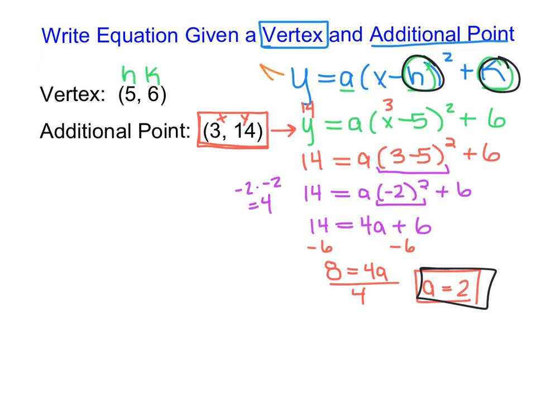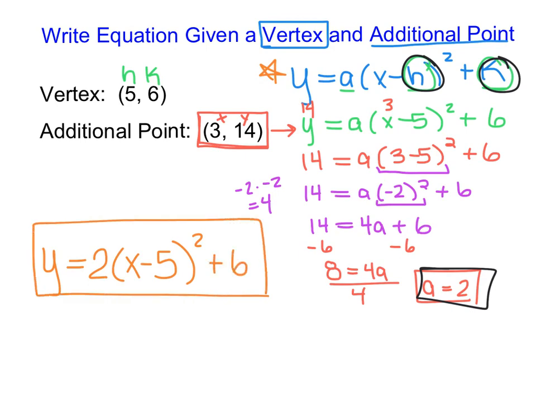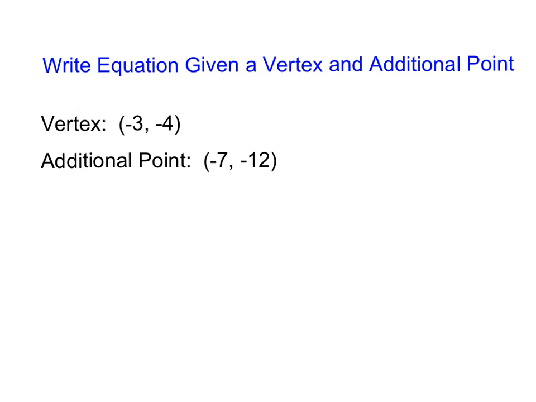So here I'm going to go back to vertex form and I'm going to write y equals, my a value is 2, parentheses x minus my h value of 5 squared plus k on the outside is 6. So there I have the equation that contains this vertex point but also goes through the point 3, 14. So let's try one more example here.